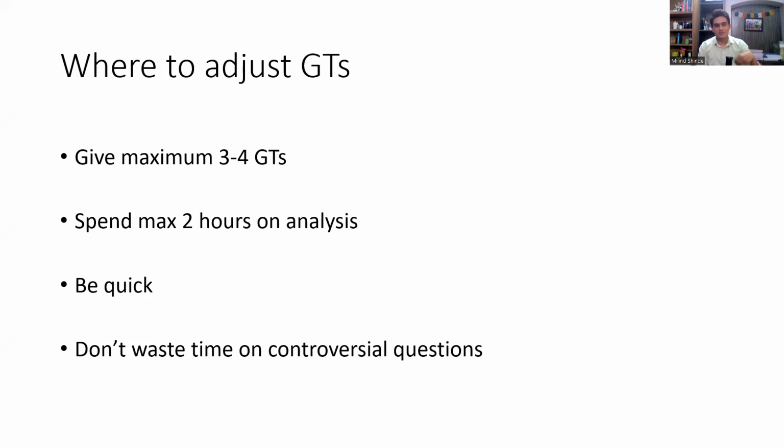It takes a lot of time to give a GT and assess. Spend a maximum of 2 hours on analysis. Be quick and don't waste time on controversial questions. If you think that this question doesn't feel nice, just ask your teacher, see your source. If you are still not satisfied, leave it. One question is not going to change your destiny.